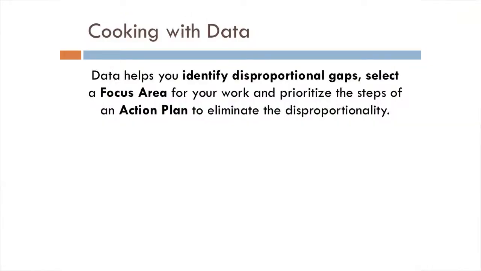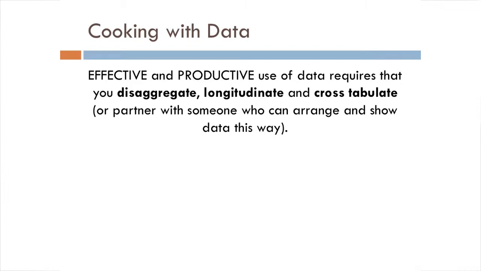Okay, so cooking with data. Data helps you identify disproportionate gaps, select a focus area for you to work and prioritize the steps of an action plan. So if you're going to cook with data, effective and productive use of data requires that you disaggregate, longitudinate, and cross-tabulate, or find somebody who can help you arrange data in that way.